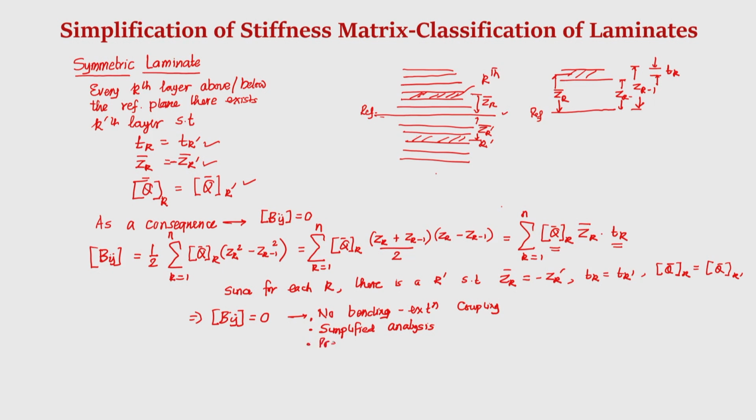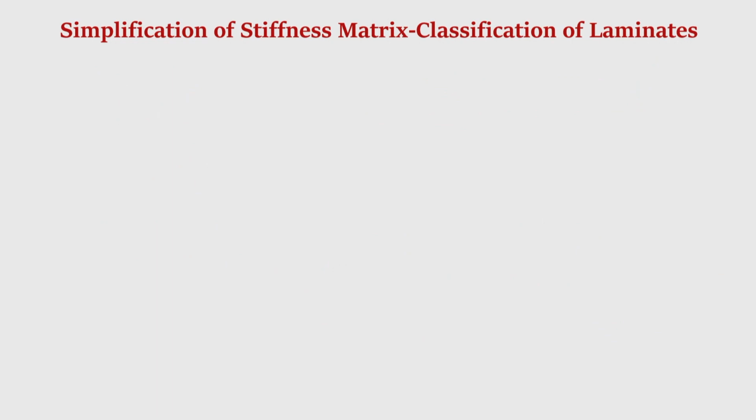Also, it prevents warpage during fabrication. That means, if a laminate is made and during fabrication it is allowed to cool to room temperature from the curing temperature and it experiences the temperature gradient of delta T, if it is not symmetric, it will bend. So, that is prevented for a symmetric laminate. So, the symmetric laminate could actually be maybe a symmetric cross-ply laminate.